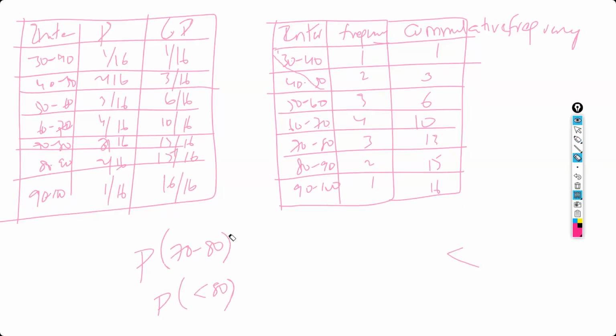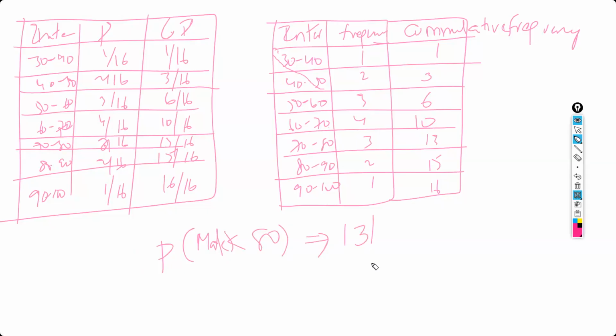Now, what is the probability of x less than 80, where x means marks? Marks less than 80, what is the answer? Less than 80 means minimum to 80. What is the answer? 13 by 16. Automatically. Number of records satisfying less than 80 divided by total number of records, the same answer will be there. If you want, you can check in your data set also. How many records are there less than 80? Less than 80 means nothing but this one.